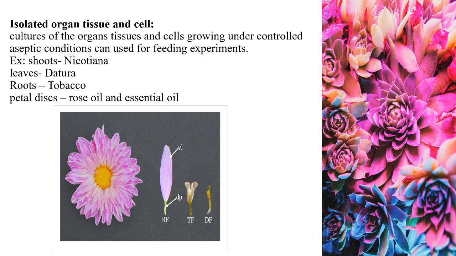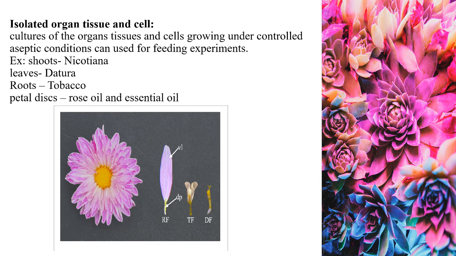So let's see isolated organ tissue and cells. When it comes to plants, we will take organs like shoots, roots, leaves, and flower petals. They will be our organs. We will take these tissues or organs and cells, and we will grow them under specific aseptic conditions, and after doing this we can use these in feeding experiments.